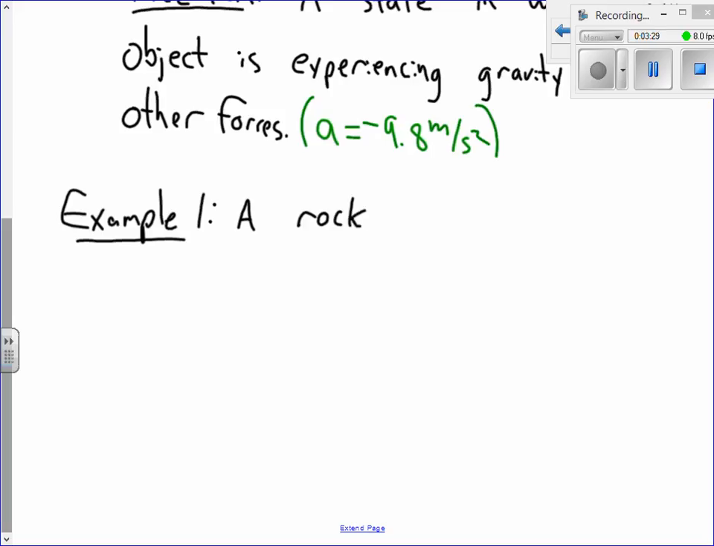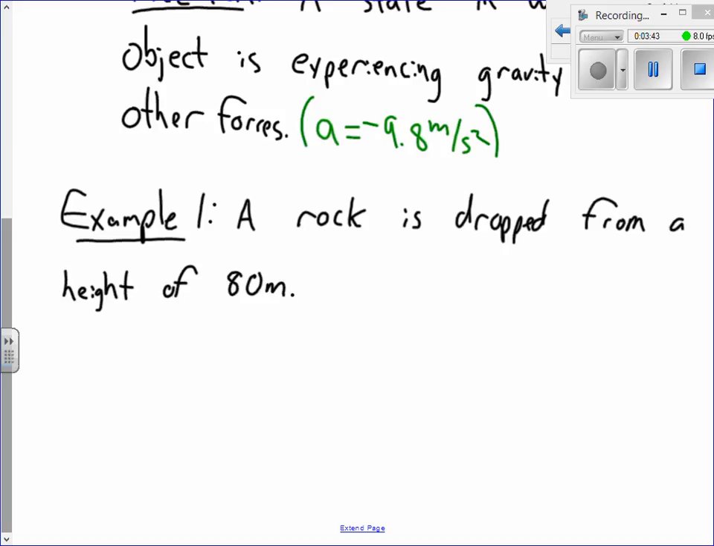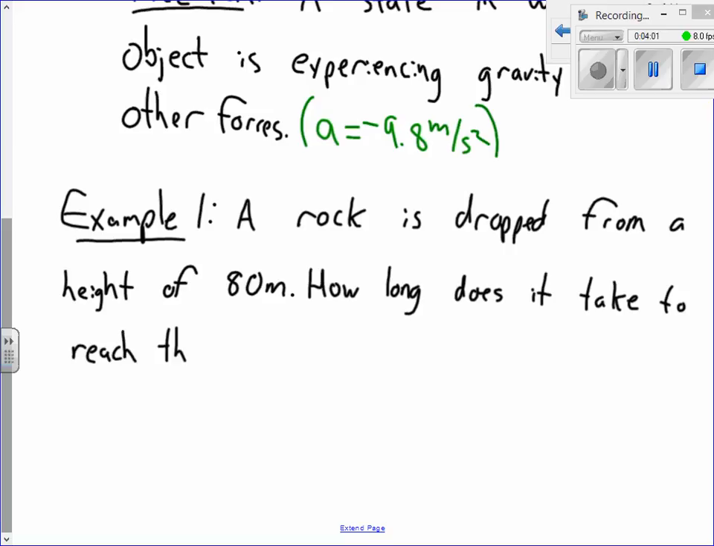A rock is dropped from a height of 80 meters. And the action statement is, how long does it take to reach the ground?